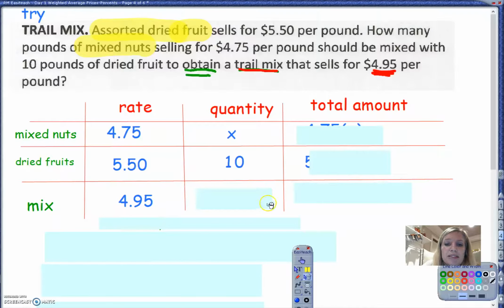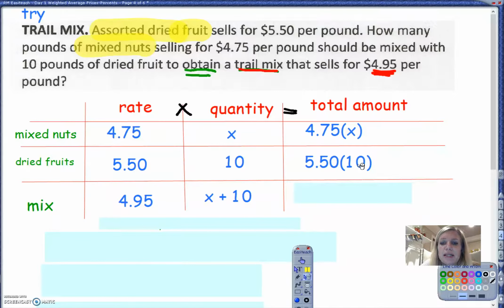We add X plus 10. Okay, to get across on the right side, you multiply and it equals this. So $4.75 times X, $5.50 times 10, $4.95 times X plus 10. Okay. So there's our table. So we're all set now. We can get our equation. First, let's write a let statement.